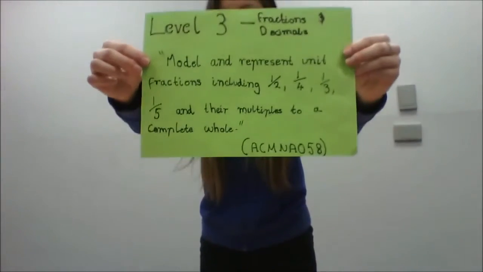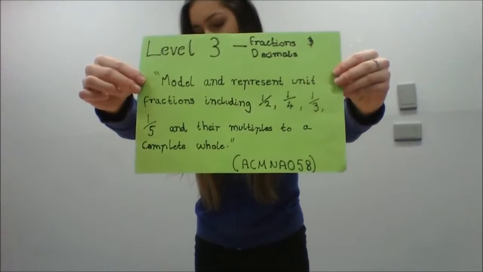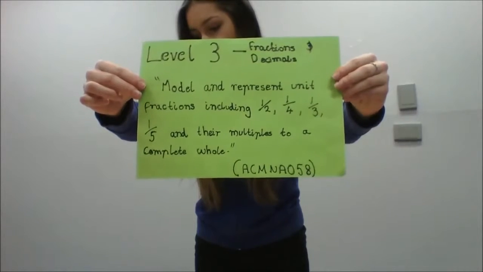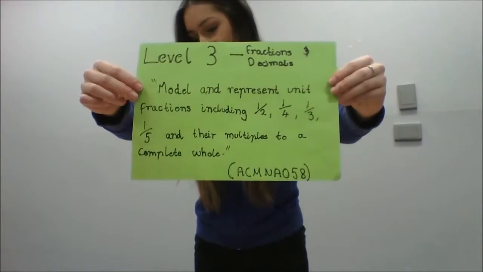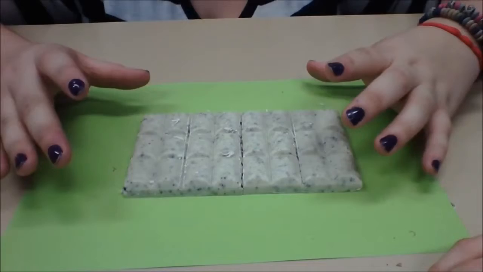Our first activity is aimed at grade 3s who are first being introduced to fractions. It allows us to model how to halve, quarter and third different concrete materials. The Oswald's length is this one here. So level 3, model and represent unit fractions including half, quarter and third and fifth and their multiples to a complete whole.